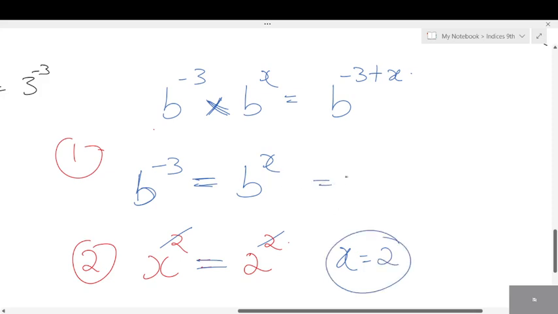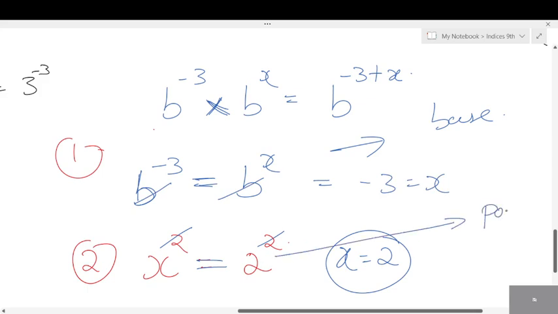Just make a note of these two concepts. In the first one, the base is the same. If the bases are the same and an equals sign is given, you can just cancel them out. Minus 3 is equal to x. In the second concept, the powers are the same. If the powers are the same on opposite sides, just cancel them out. x is equal to 2. Make a note of this.